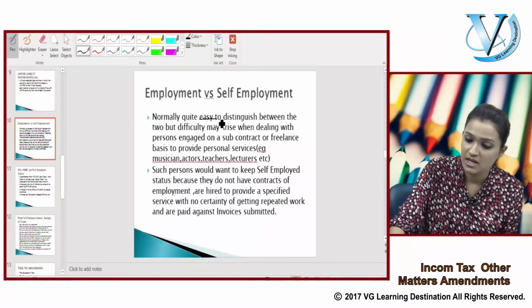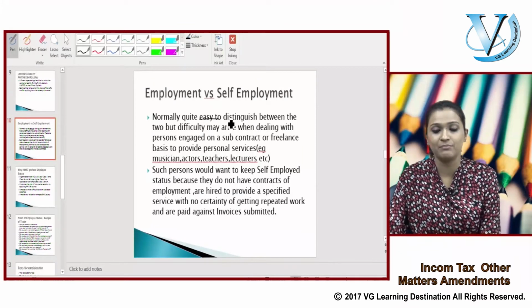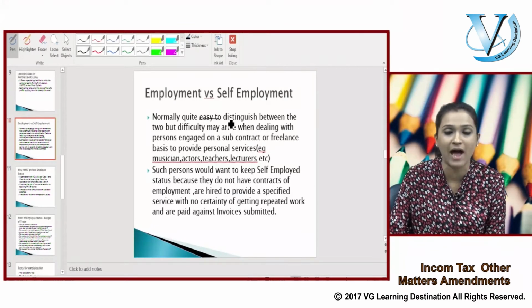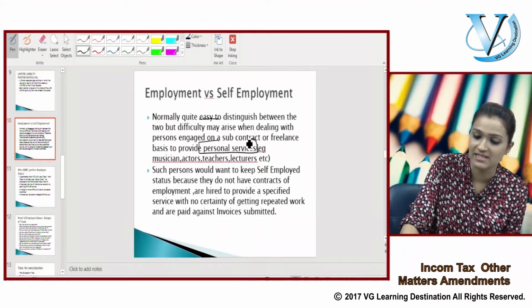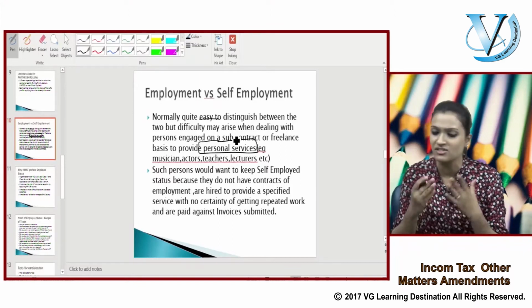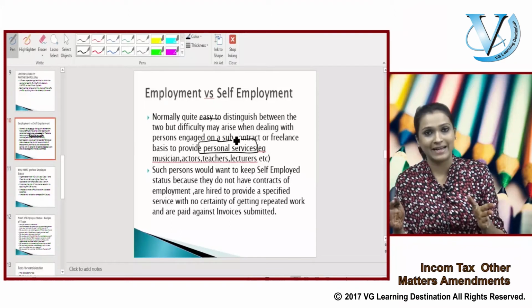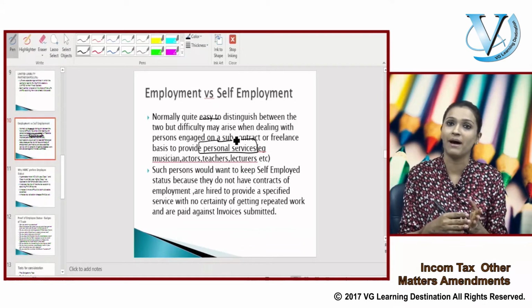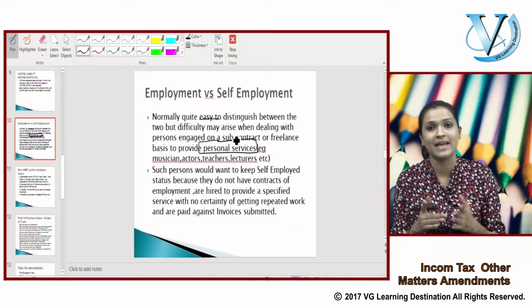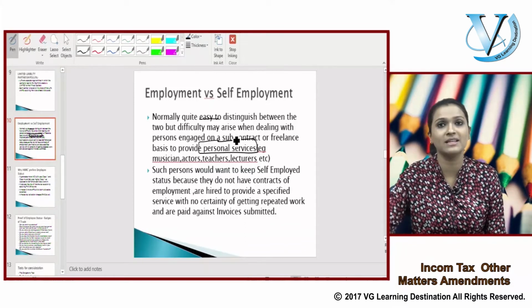So let's have a look where it's quite easy to distinguish between the two. However, difficulty may arise when dealing with persons engaged on a subcontract or freelance basis to provide personal services. Examples: musicians, actors, teachers, lecturers. All of them can fall under both categories. They can either be a self-employed person or they can be employed by an employer. So definitely there is confusion for such roles.